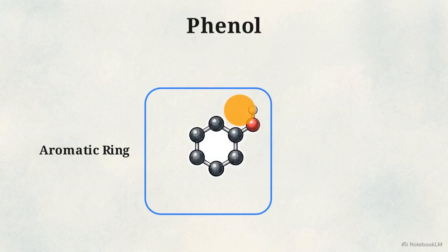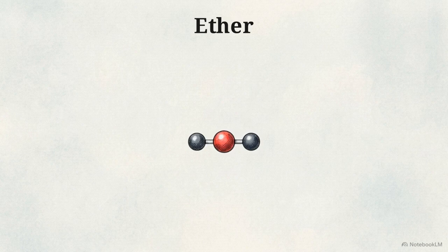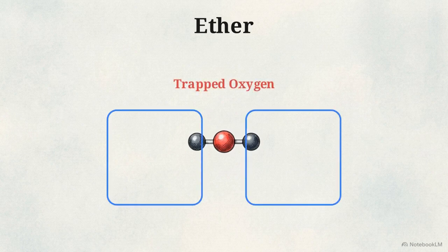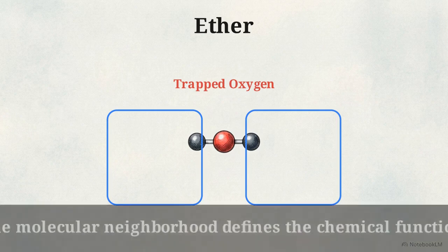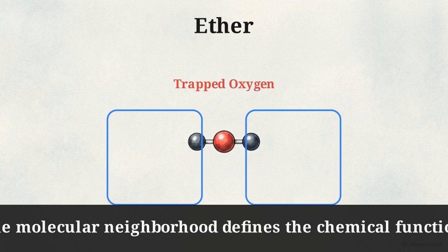But if we replace that straight chain with an aromatic benzene ring, the rules change. When the OH group is directly attached to the ring, we have a phenol. Then we can break that OH bond entirely. By trapping the oxygen atom between 2 separate carbon chains, we create an ether. The molecular neighborhood defines the chemical function.